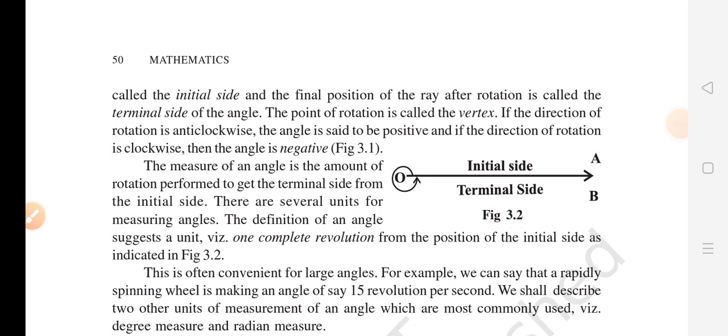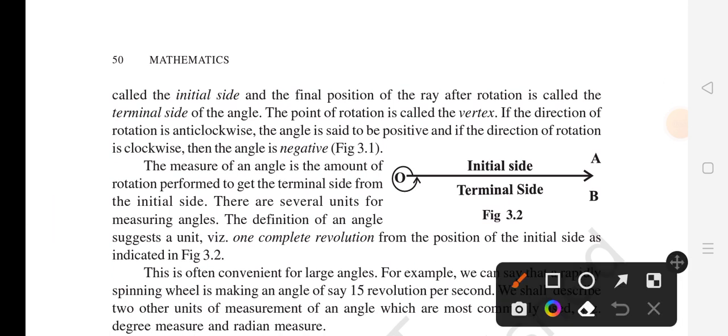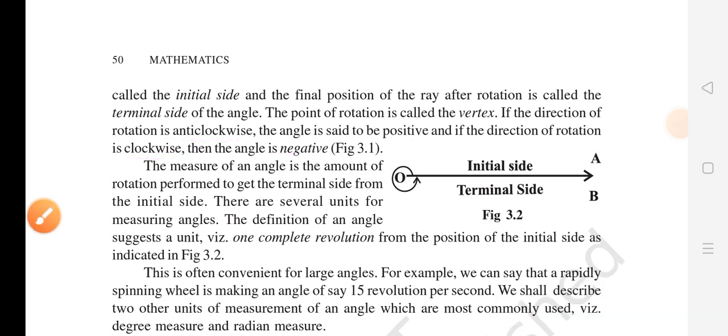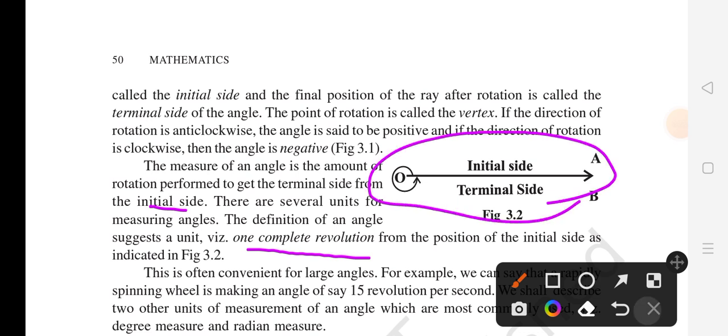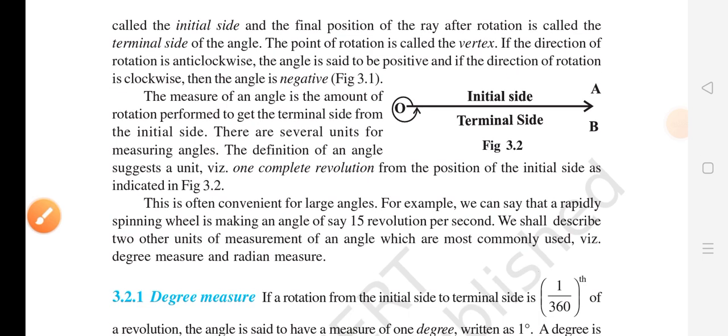So the point of rotation is called the vertex, as you know. If the direction of rotation is anti-clockwise, as I have discussed previously, the angle is said to be positive, and if the direction of rotation is clockwise, the angle is said to be a negative angle. And the measure of an angle is the amount of rotation performed to get the terminal side from the initial side. There are several units for measuring angles actually. The definition of an angle suggests a unit. One complete revolution from the position of the initial side is indicated in the figure. The initial side and terminal side will form a 360-degree angle.